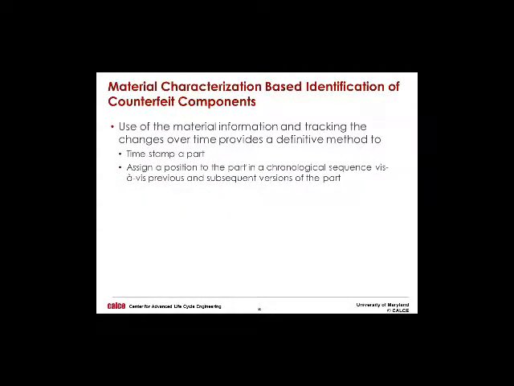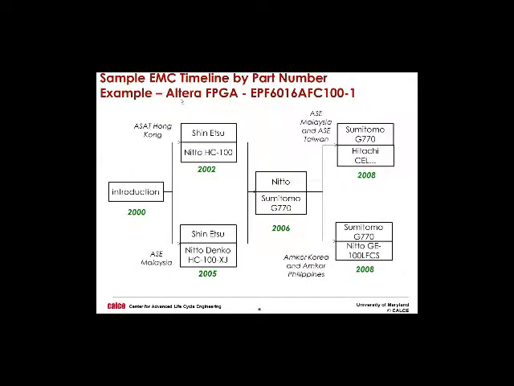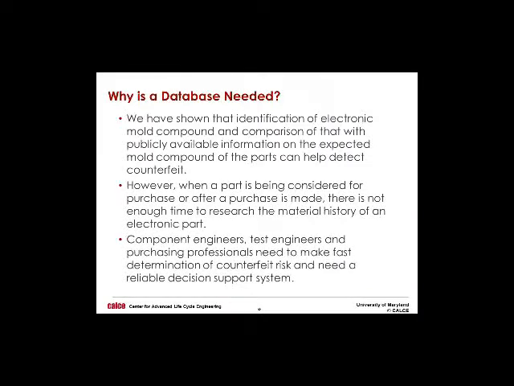So I can actually track the PCNs and create a timeline of change of the parts. This is an example timeline: this Altera FPGA was introduced in 2000 with a certain mold compound. It was Shinetsu. Then in 2002 there was some change, 2006 some change, 2008. Now I have a timestamp and timeline, and I can check back on whether a part is counterfeit or not by its date code. However, can you do that when you just get the part in hand? You can't, unless you have the history already built in.